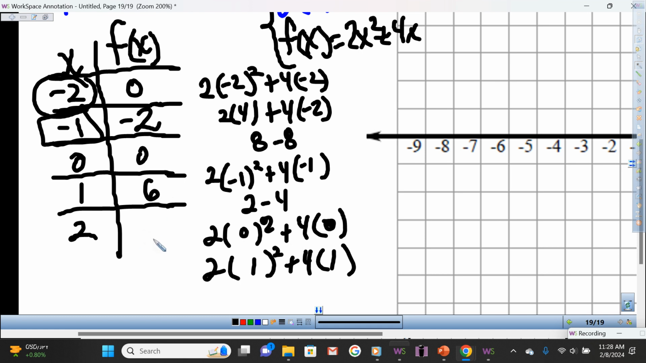All right, do the last one and share with your neighbor what you got for f of x on the last one. All right, what did you get for that last one? How about Bailey? What'd you get? 16. Hans, have you got 16? That is correct. Okay, so let's graph that one.